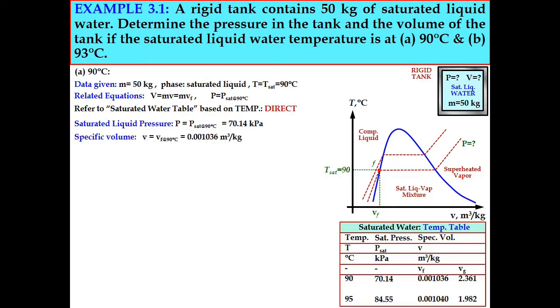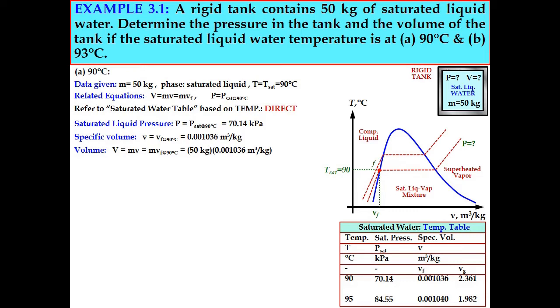And then the specific volume from the table, we will obtain that v, small letter, equal to vf at 90 degrees Celsius, which is equal to 0.001036 meter cubic per kg, where the value we can obtain directly from the table.